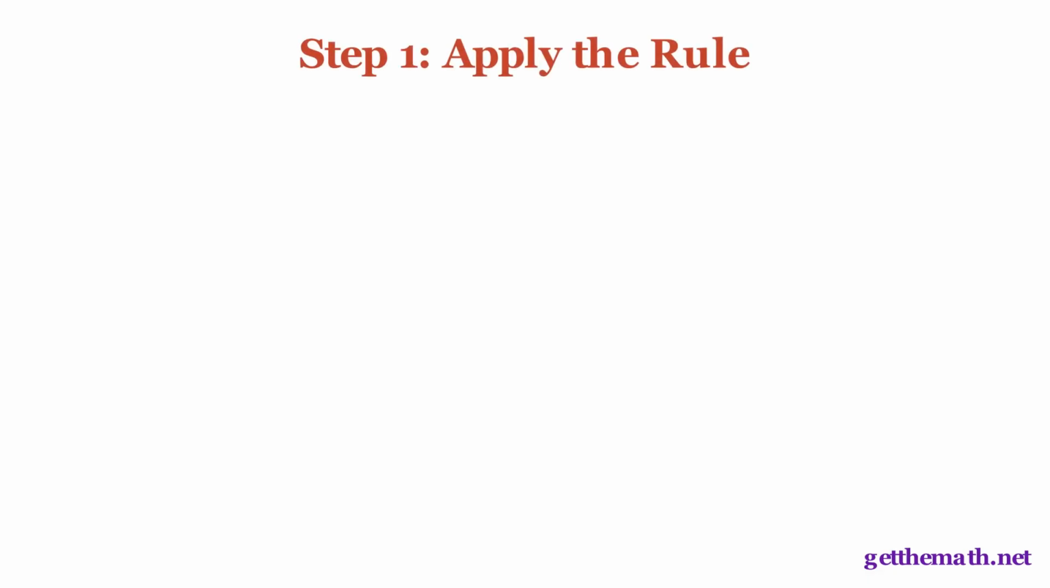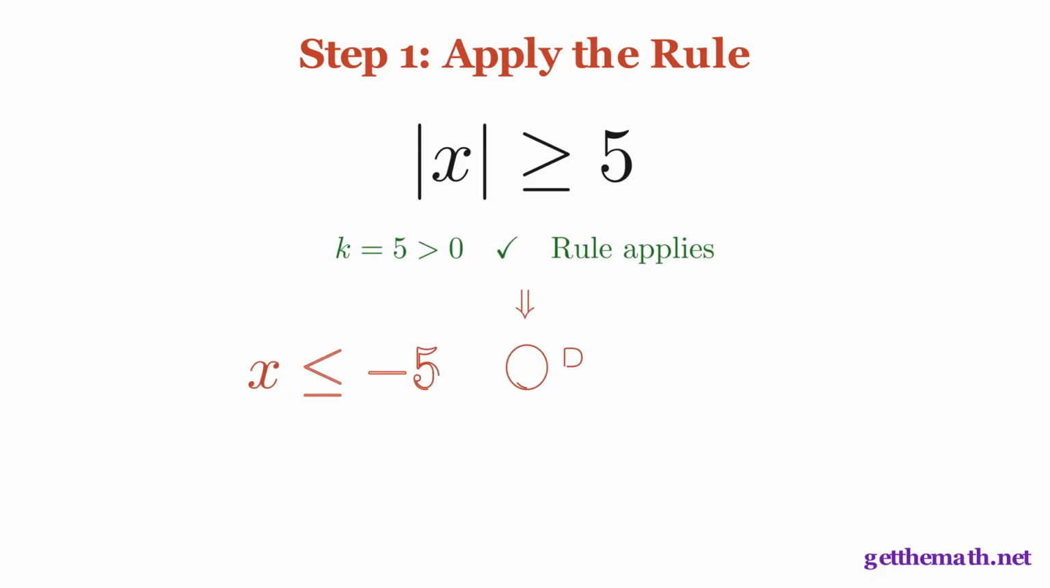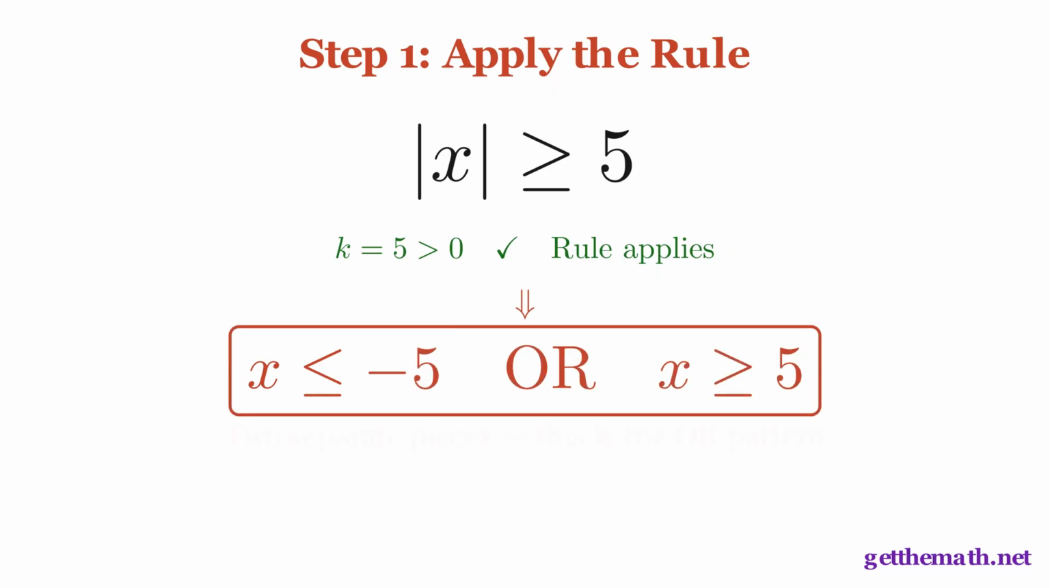Step 1, apply the rule. Our inequality is, the absolute value of x is greater than or equal to 5. First, identify k equals 5, which is positive. The rule applies. Now apply the rule. Replace u with x, and replace k with 5. We get two separate inequalities connected by or. X is less than or equal to negative 5. Or x is greater than or equal to 5.